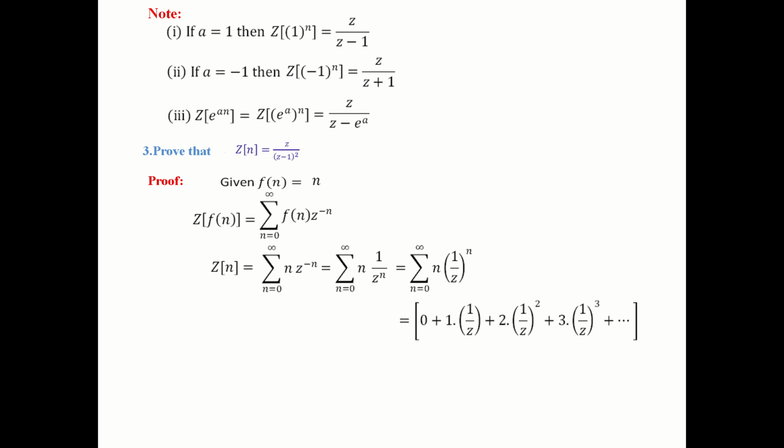Taking 1 by z outside, so you will get 1 plus 2 into 1 by z plus 3 into 1 by z square plus etc. We know 1 plus 2x plus 3x square etc. is nothing but (1 minus x) power minus 2.